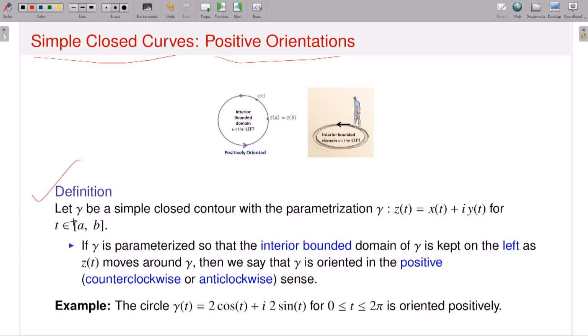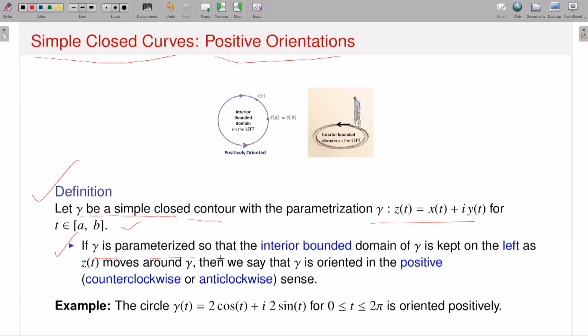The definition is the following. Let gamma be a simple closed contour. I already discussed what I mean by that. Suppose it has the parameterization gamma equal to z(t), which is x(t) plus i y(t), where t runs from a to b. Therefore it will automatically have an orientation, or natural orientation.